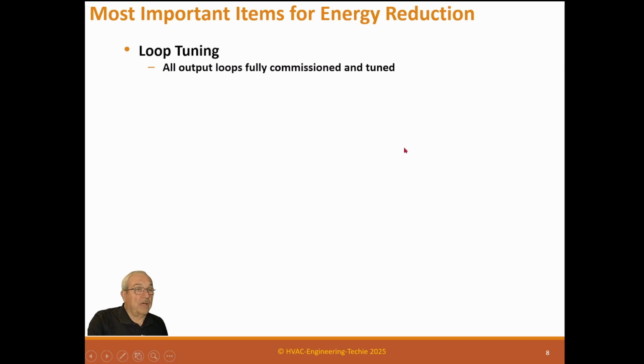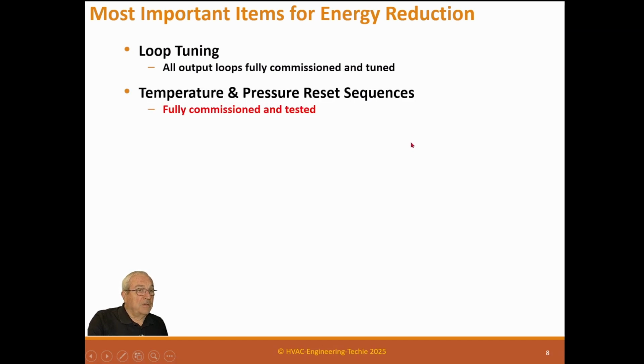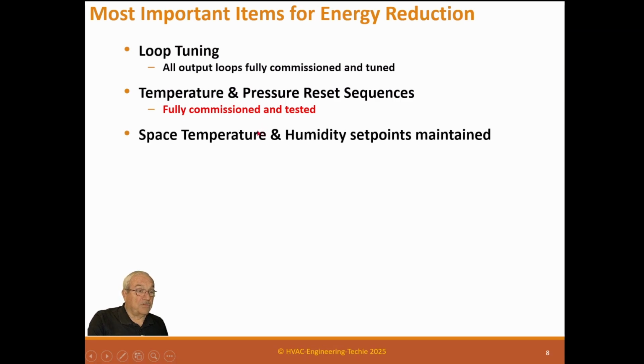Okay, most important items for energy reduction: loop tuning, all loops fully commissioned and tuned. Temperature and pressure reset sequences fully commissioned and tested. These are the things that actually provide energy efficiency. And if you let somebody blow these out for whatever reason, then your energy goes out the window. And this is why persistence in systems is not well maintained, because people say this is too much trouble, I'm just going to blow this out. It's causing a problem, or I don't have the right temperature, so I'm just going to blow these out. And it will cause you to lose your efficiency.